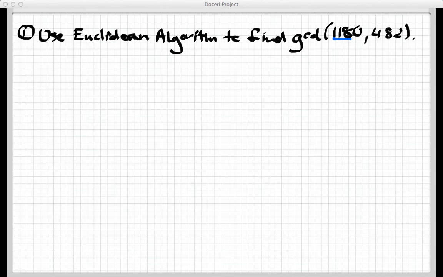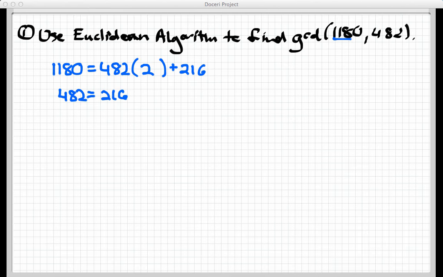The larger of the two numbers is 1180. So I'm going to try to write 1180 as 482 times something plus a remainder. This is basically long division, but I'm not going to write the long division out. If you wrote it out, you'd find that 482 goes in twice with a remainder of 216. Now let's see if I can write 482 as 216 times something plus another remainder. That remainder was not 0, of course, and so the Euclidean algorithm hasn't terminated yet.